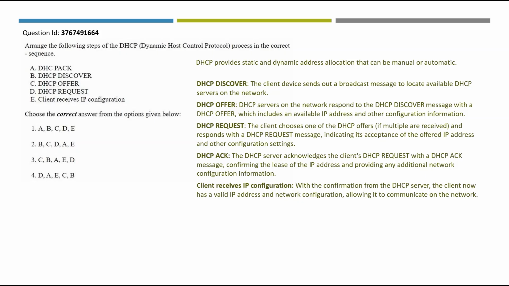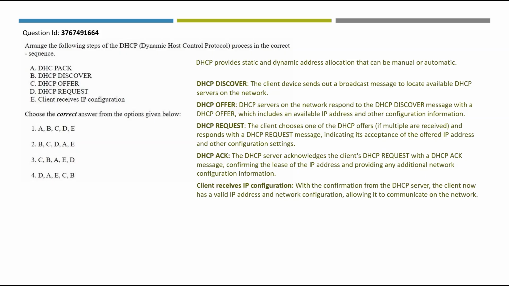The first step is DHCP Discover. The client device sends out a broadcast message to locate available DHCP servers on the network. Next is DHCP Offer. DHCP servers on the network respond to the DHCP Discover message with the DHCP Offer, which includes an available IP address and other configuration information.